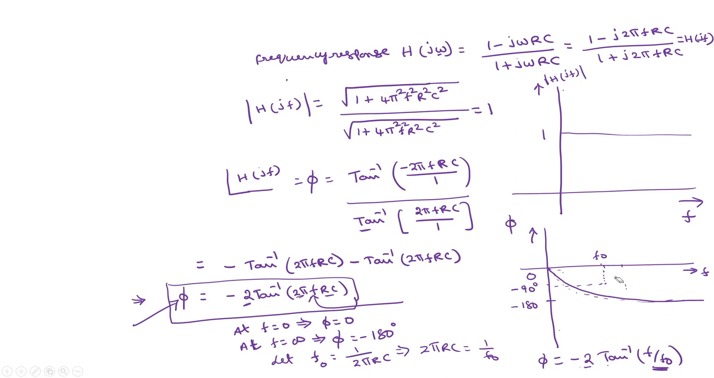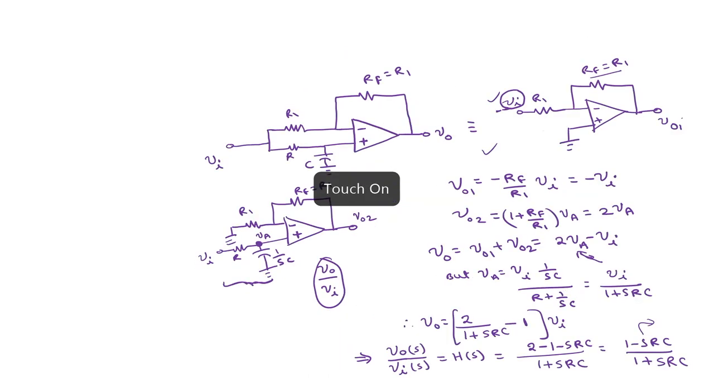This particular network is called a phase lag network, because it is going to provide the negative phase delay. This circuit is called a phase lag network.